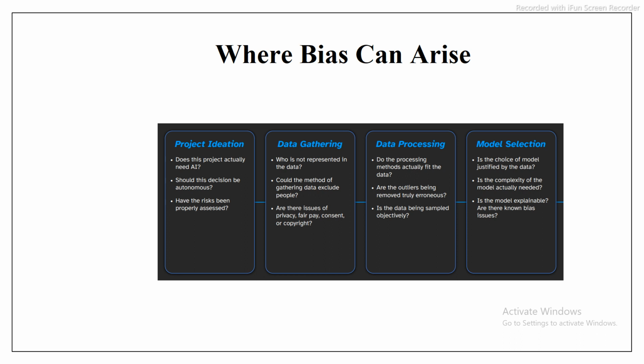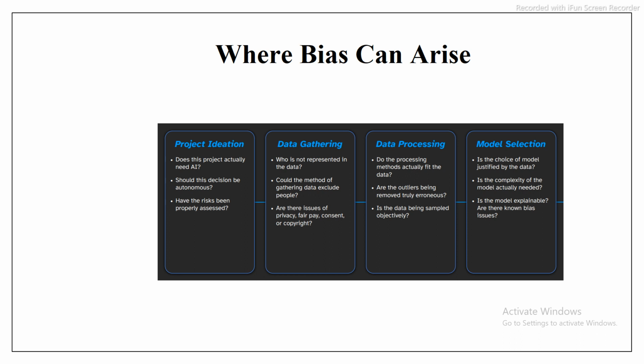Now comes the data processing phase. Do the processing methods actually fit the data? Are the outliers being removed truly erroneous? For example, if your data set has some outliers, whenever your data starts lying, it's better to remove the outliers. Whenever any system contains liars, it creates a problem, so it's better to remove the outliers.